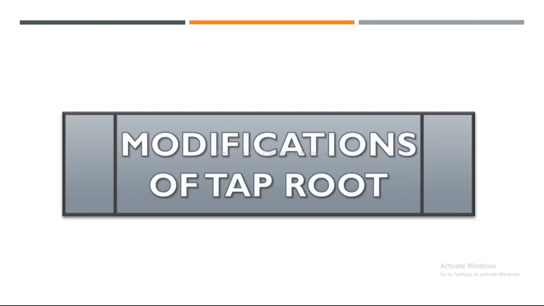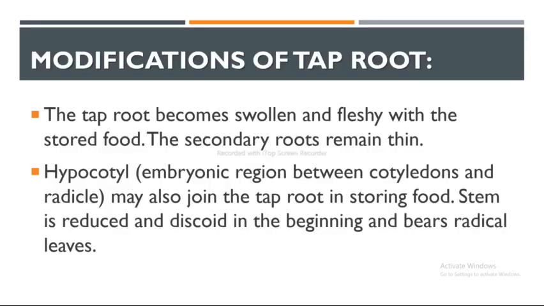Next, I am going to discuss the modifications of taproot. The taproot becomes swollen and fleshy with stored food. The secondary roots remain thin. The hypocotyl, the embryonic region between the cotyledons and radicle, may also join the taproot in storing food. So the stem is reduced and discoid in the beginning and bears the radical leaves.